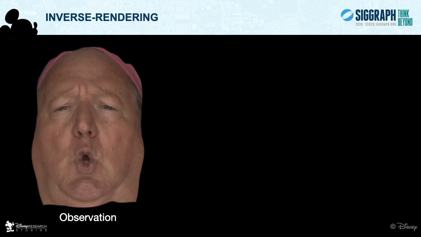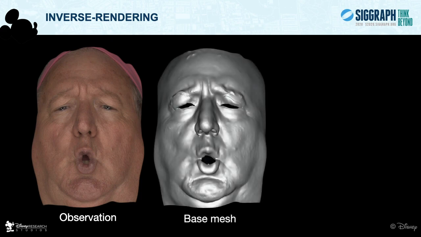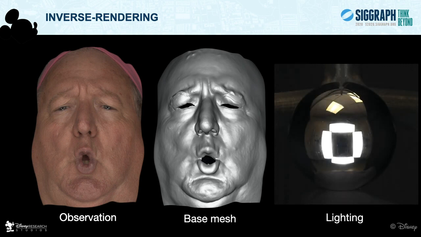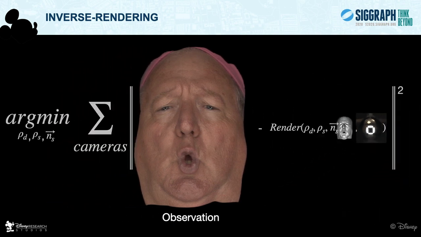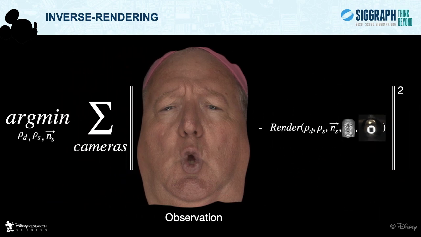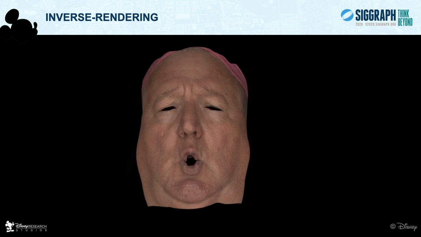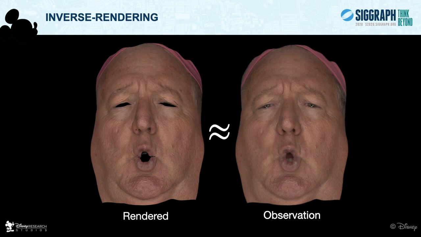We formulate our appearance reconstruction pipeline in an inverse rendering framework. Given observations of an actor's face under multiple viewpoints and polarization conditions, the base mesh computed from multi-view stereo, and lighting conditions at capture time, we solve for the parameters ρd, the albedo, ρs, the specular intensity, and ns, the refined geometry, that minimize the difference between the observed signal and the estimated render for all camera views. Upon convergence, the rendered images are indistinguishable from the input observation.